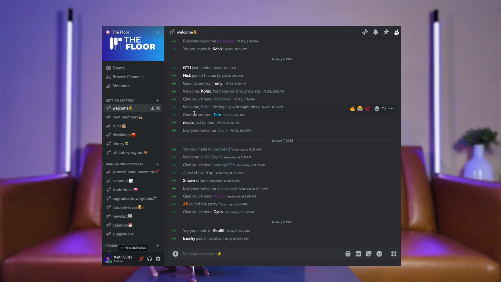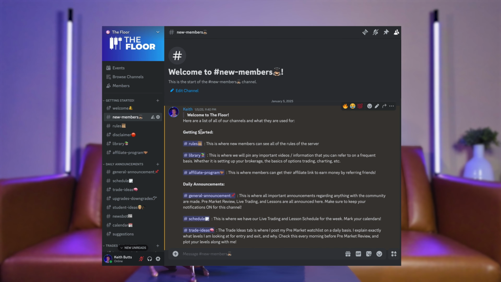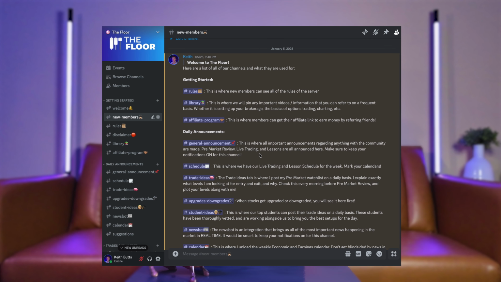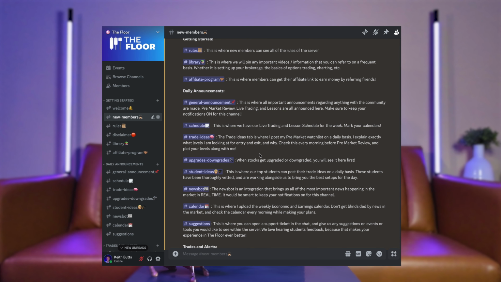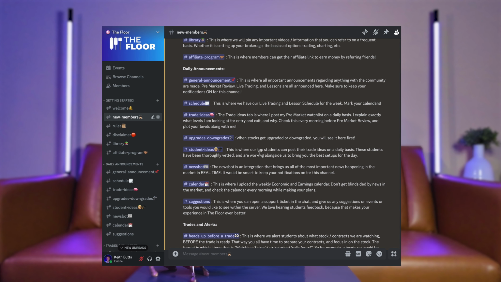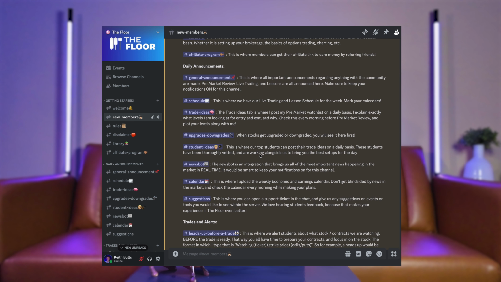So the first thing that you're going to see when you get into the Discord is either the Welcome tab or the New Members tab. What we have in the New Members tab is basically a typed out version of this video right here. It takes you through each and every one of these channels, explaining what they're used for. So if you're ever confused, you can go back, look at this list, and you're good to go.